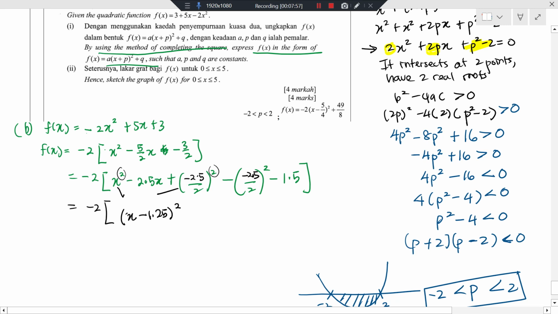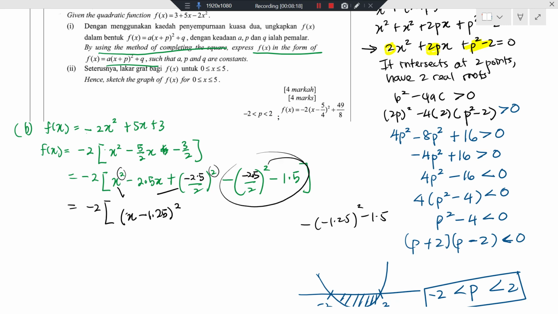Okay, this one, -1.25 squared. Sorry, inside the bracket is -1.25 squared and then minus 1.5. You just key in this whole thing in your calculator. That's it. So what do you get? -1.25 squared minus 1.5, I'm getting -49 over 16.